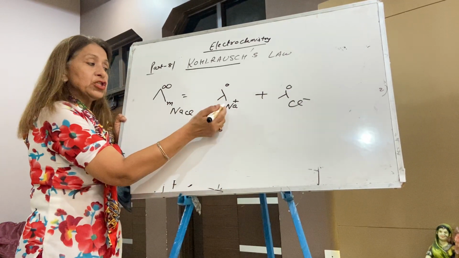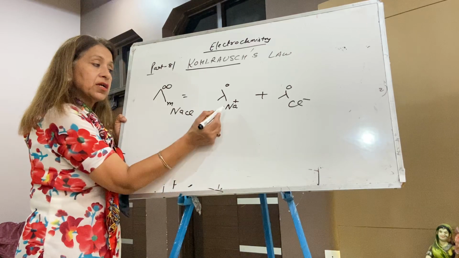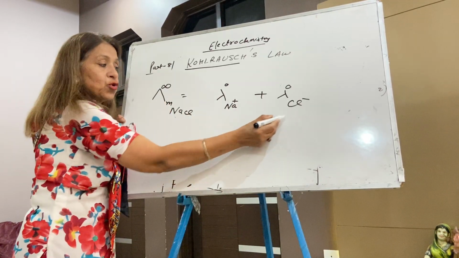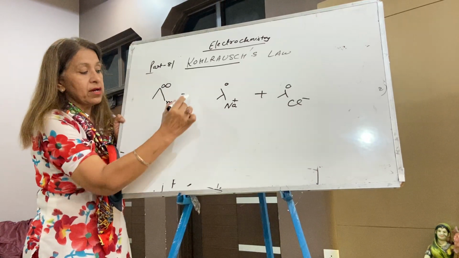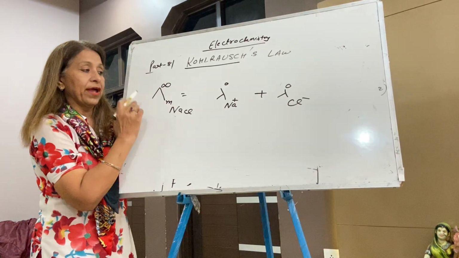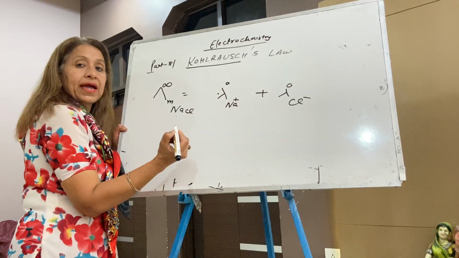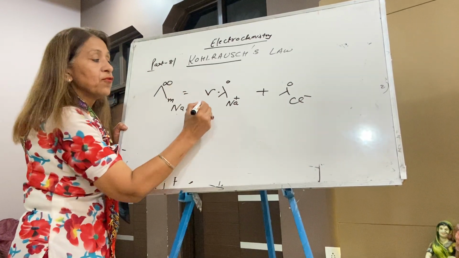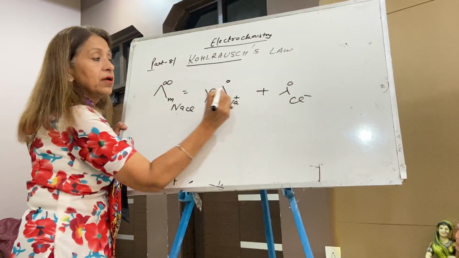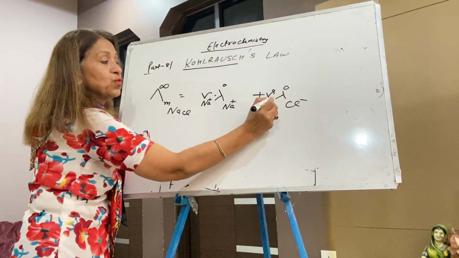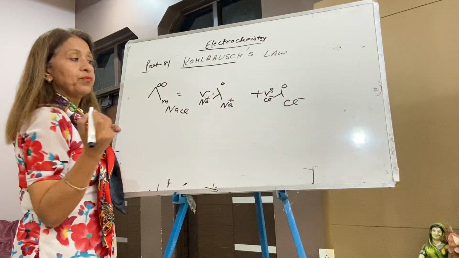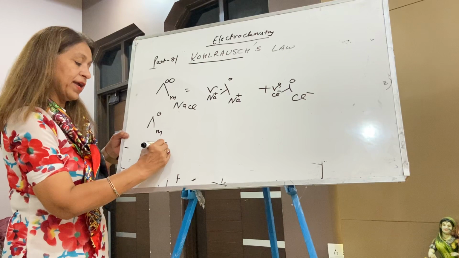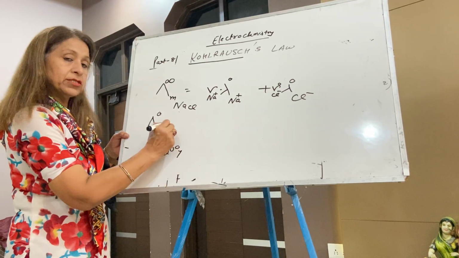So each ion, now you can see my hand first. Each ion has its own contribution towards the total molar conductance of the electrolyte. Multiply by nu. Nu is the number of cations and number of anions. Here it is 1, okay? Now, if I am writing lambda m naught of sodium sulfate, how will you write?